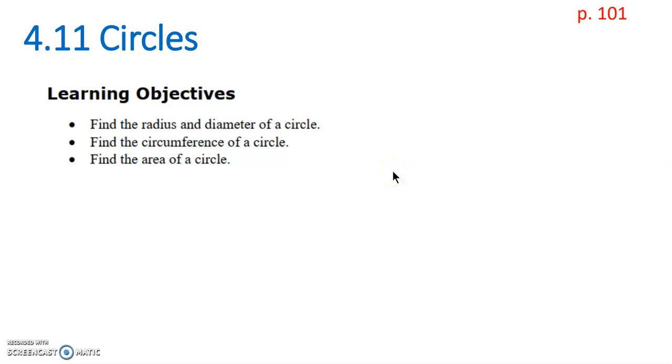Hello, this is topic 4.11, circles. Today we're going to find out what radius and diameter mean and how to calculate them, the circumference of a circle or the outside measurement, and the area of a circle, the inside measurement.